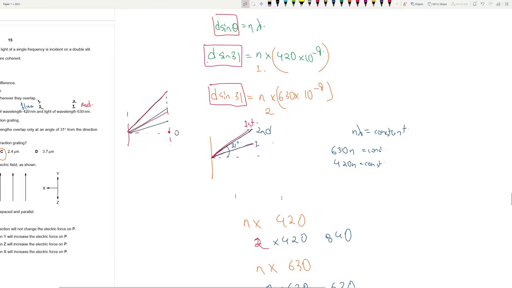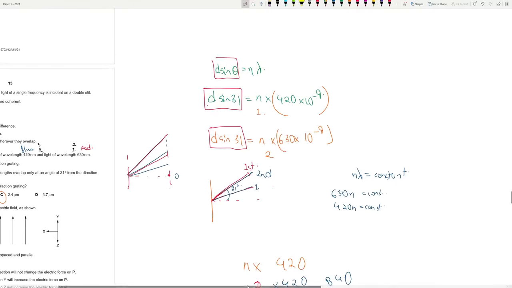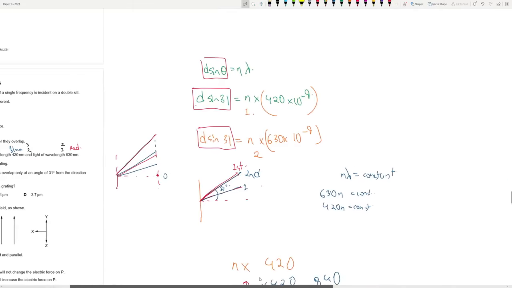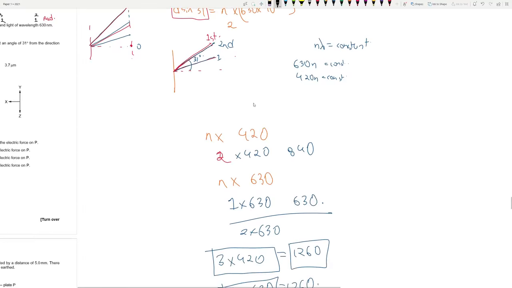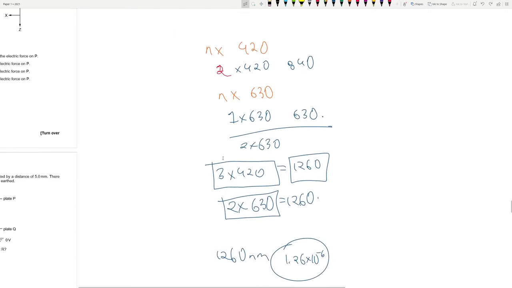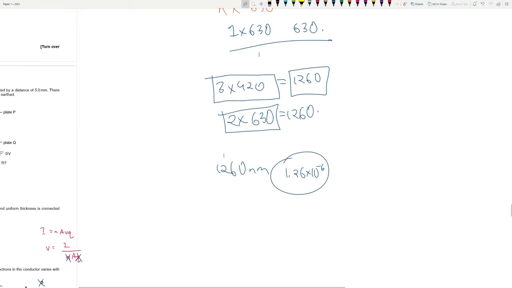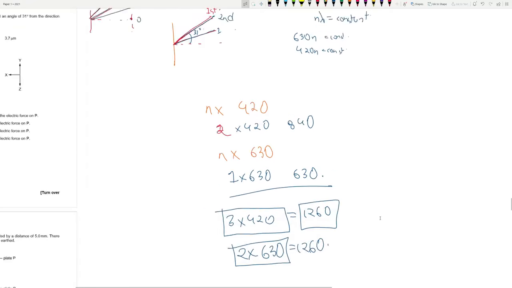So let's try 2, 1 first. 2 into, and the higher number will go to blue light, the one with shorter wavelength. So 2, 1. So 2 into 420 is 840, and 1 into 630 is 630. That did not match, so this is a no-go. This is wrong. Okay. Next. Why don't we try 3, 2 now, or 3, 1 even? Okay. So I'm trying 3, 2. 3 into 420 is equal to 1260, and 2 into 630 is equal to 1260. So we have our winner. It's going to be 3, 2, the third order of blue light and the second order of red light.